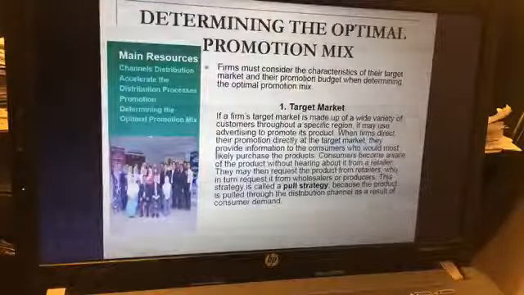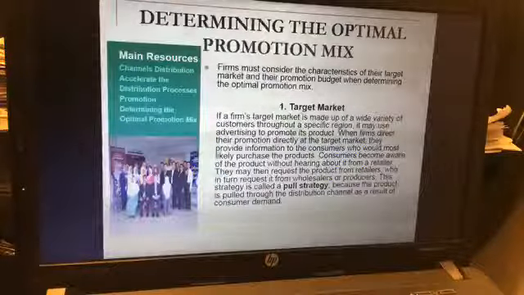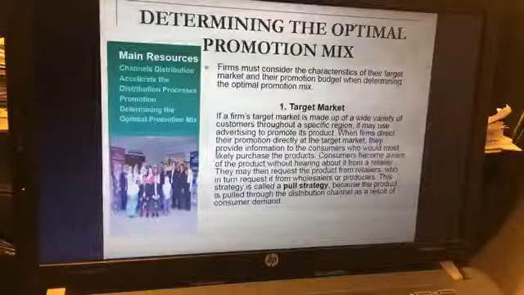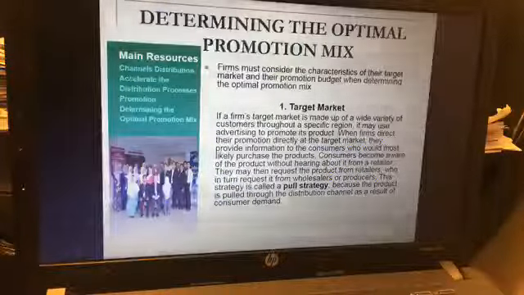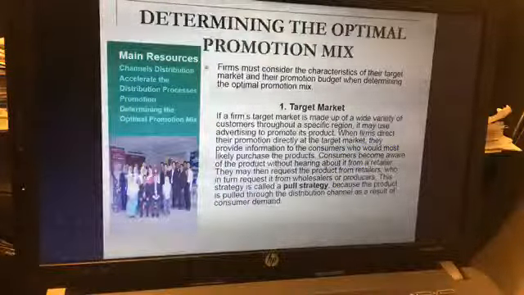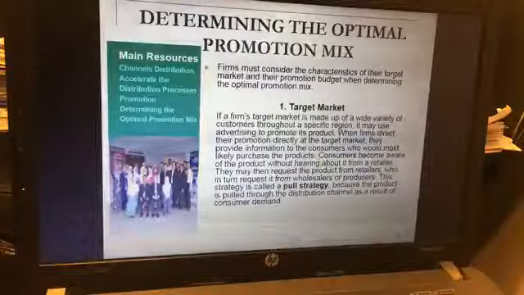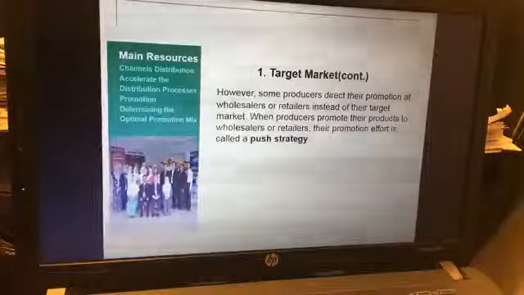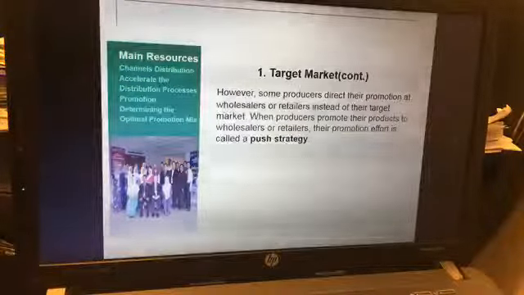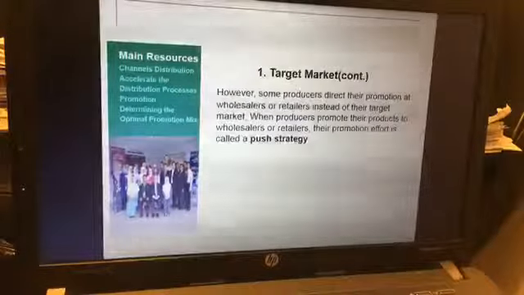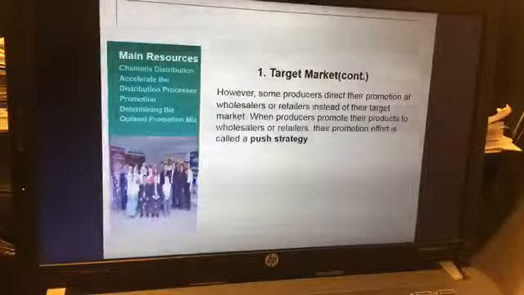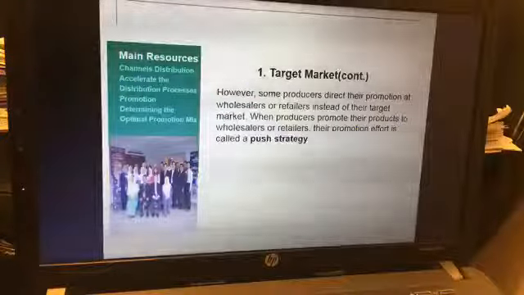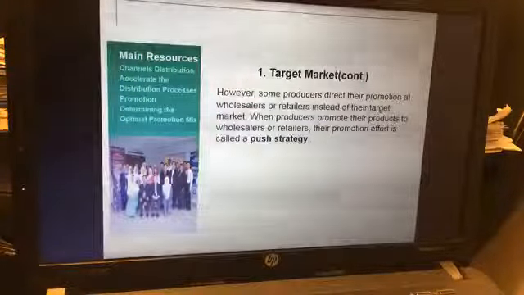How we create consumer demand is by making them demand our product. This can be done by advertising, by promotion, and so on. However, some producers direct their promotion at wholesalers and retailers instead of their target market. When producers promote their products to wholesalers and retailers, their promotion effort is called the push strategy.